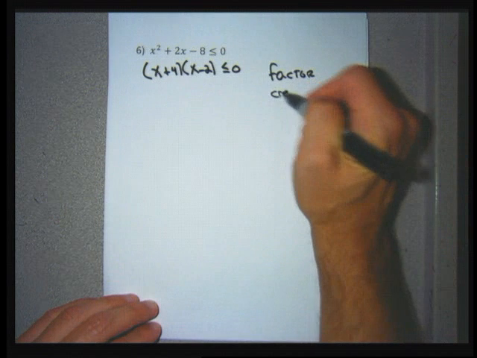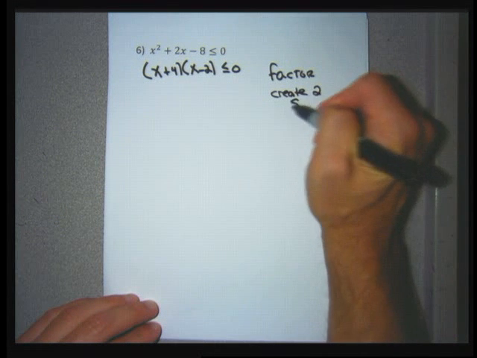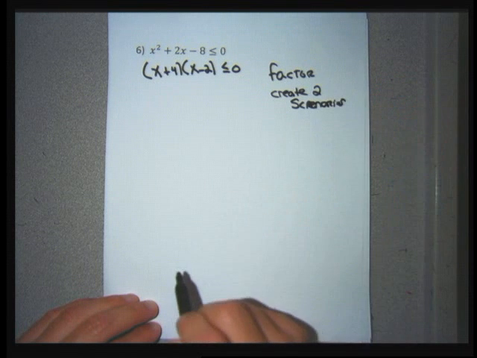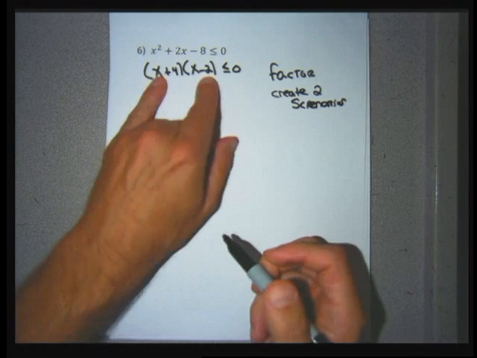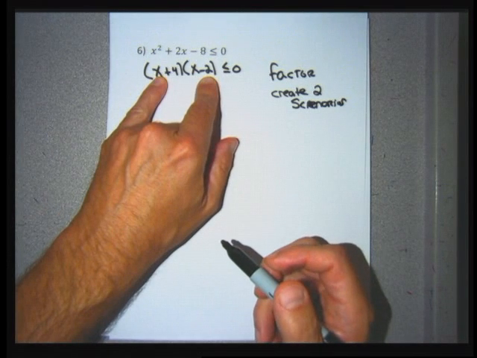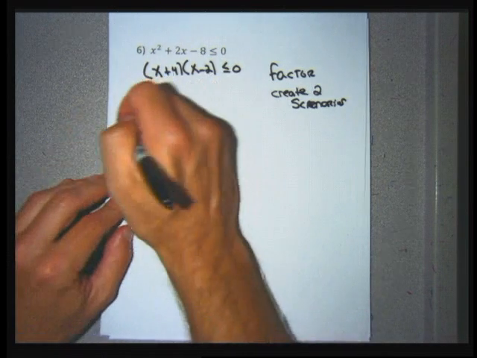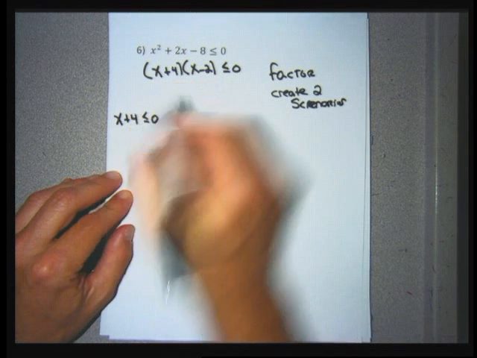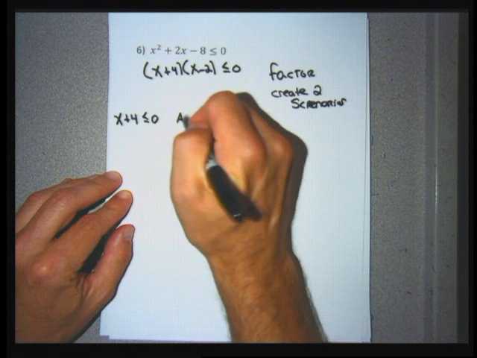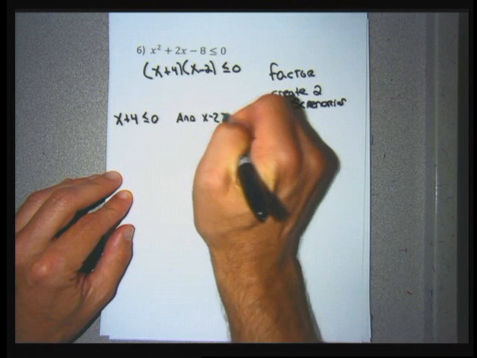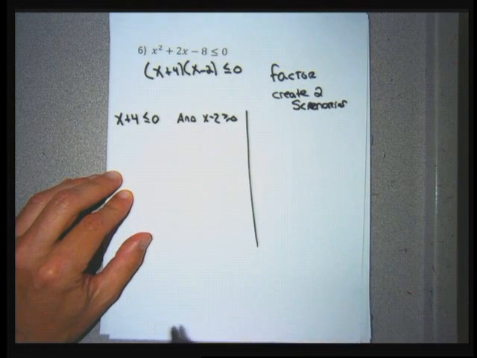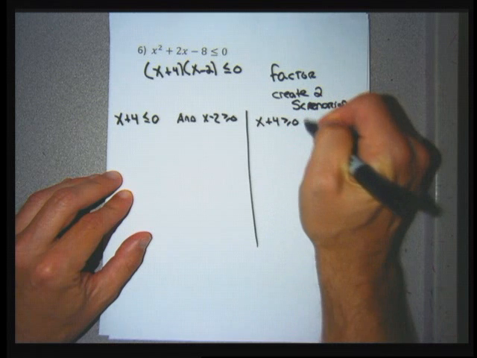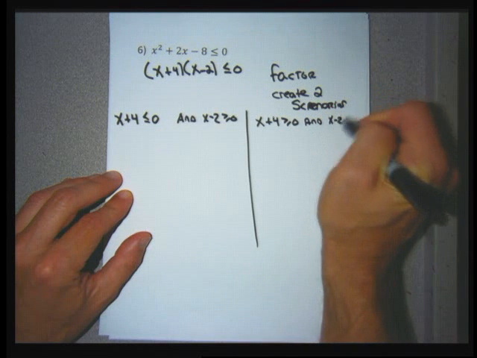I'm going to create my two scenarios. Same sort of scenarios because of the less than. The or equal to part doesn't impact the scenarios too terribly much. So to multiply these two factors and get a negative, they have to have opposite signs. So the scenarios would be the x plus 4 factor is less than or equal to 0, while the x minus 2 factor is greater than or equal to 0. The alternative would be the x plus 4 factor is greater than or equal to 0, and the x minus 2 factor is less than or equal to 0.